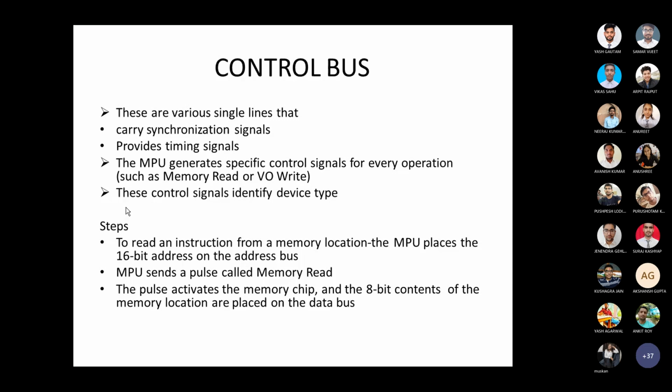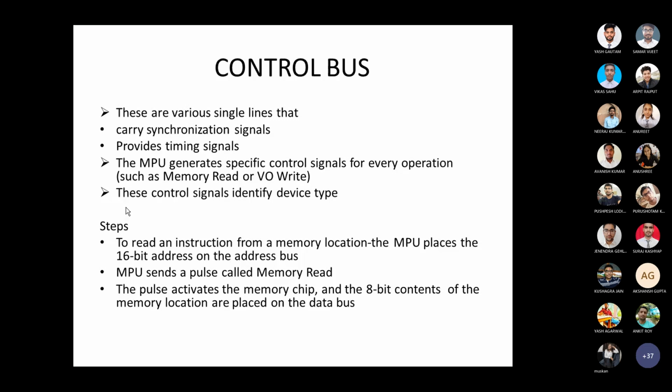And these control signals can also identify the devices from where the data is to come, and from where to where the data has to go. So when they know where the signal has to come from and where it has to go, only then can a particular device know whether it is a memory read, a data read, or an input-output read. That has to be known. So the control bus can provide these signals.